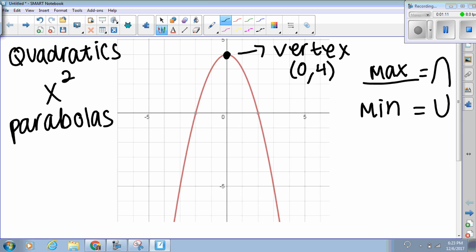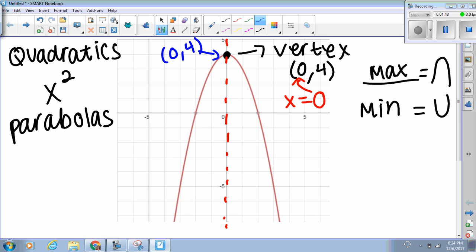Something else that's important is the axis of symmetry. That's at the vertex. It's a vertical line that goes through the vertex, and it's always just x equals the x value of the vertex. So in this case, it's x equals 0. Something else that's important is the y-intercept. In this case, it happens to be the vertex, so the y-intercept would be (0, 4).